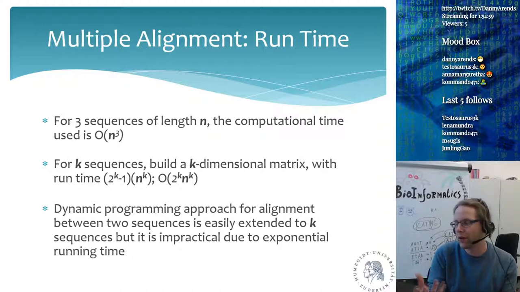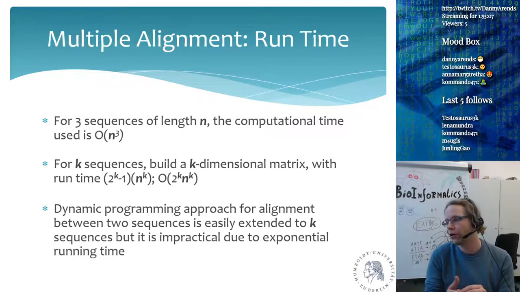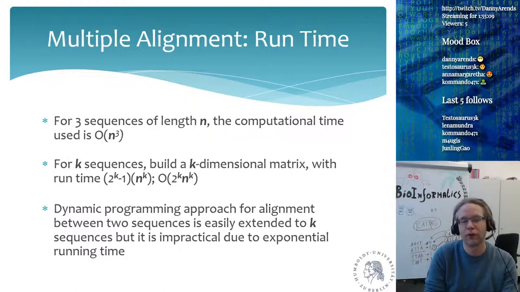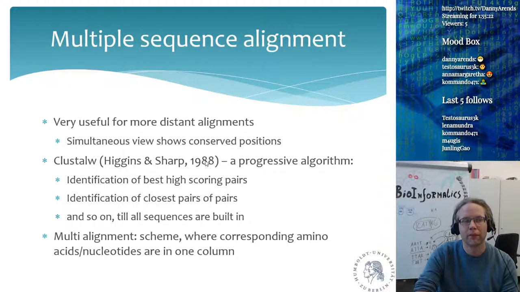Just thinking about doing a multiple alignment of 100 amino acids in 3 different proteins is going to take months of runtime on a computer just using the basic Smith-Waterman algorithm. Dynamic programming approaches for alignment between 2 sequences are easily extended to k sequences, but it's impractical due to exponential runtime. So hey, you don't want to do exponential runtime.